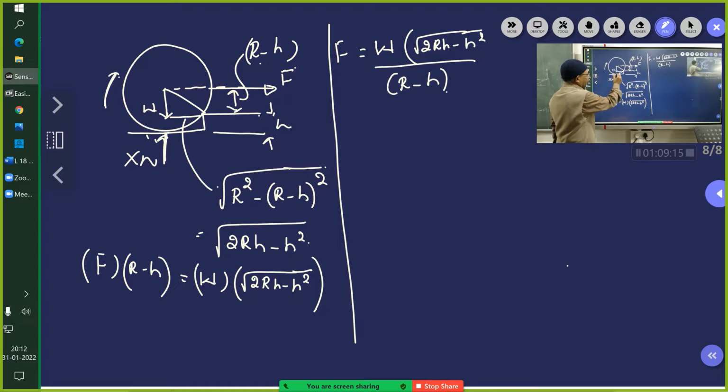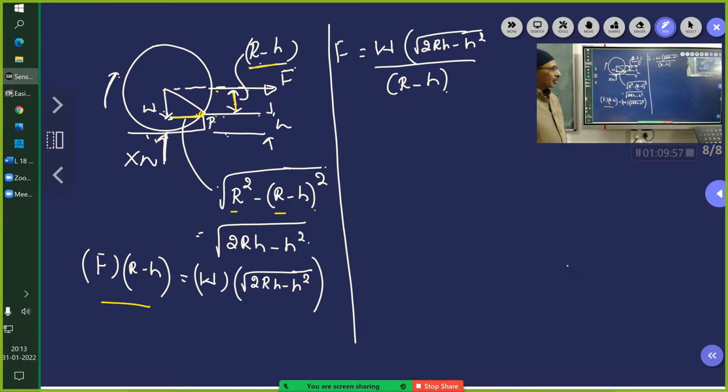So you just have to calculate the equilibrium. So what is the equilibrium? Take moments about this point P. This W into this distance, and F into this distance. This distance is very simple, because from here to here it is R and from here to here it is H, so this will be R minus H. And as far as this distance is concerned, it is R square minus this height square, so you will get 2RH minus H square. So F into this distance is equal to W into this. Therefore F is equal to the expression.